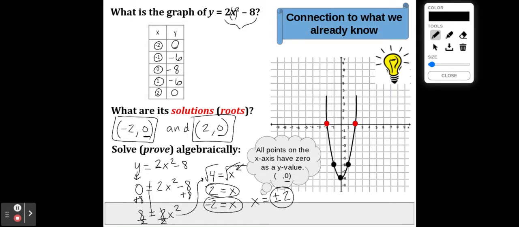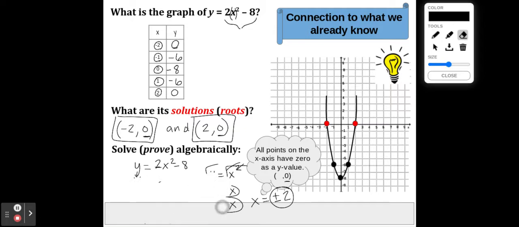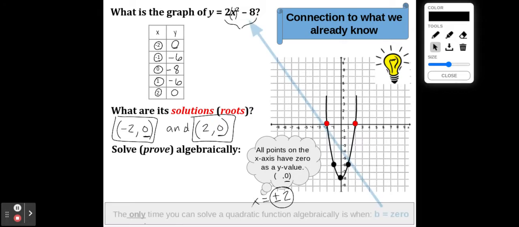Now, solving algebraically is really a great, easy way to solve for your solutions, but it only works sometimes. So let's take a look at this equation, y equals 2x squared minus 8. It's missing a b value. And so when you're solving a quadratic function, the only time that you can use algebra, like we just did, is when the b value is 0. That's the only time that that's going to work. So on the examples we're going to see today in our notes, you're going to notice that the b value is always going to be 0.